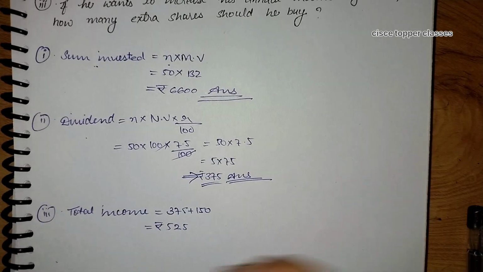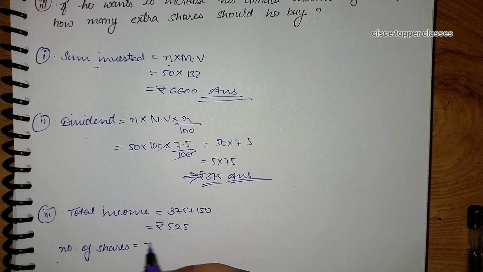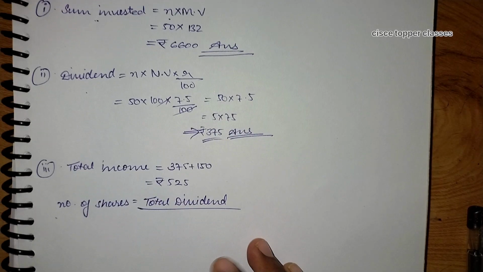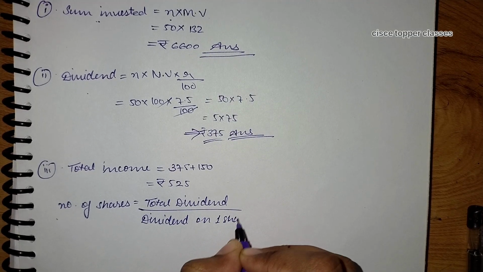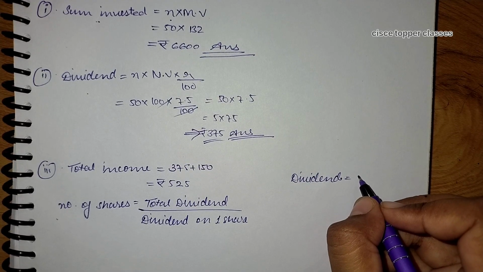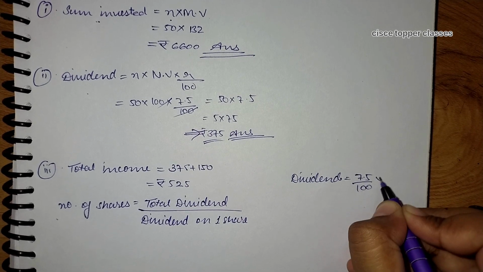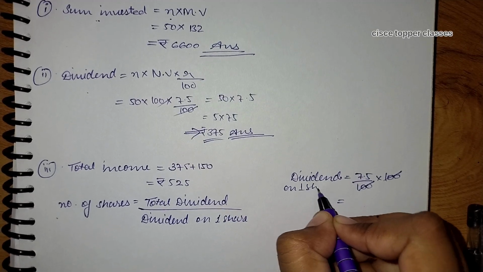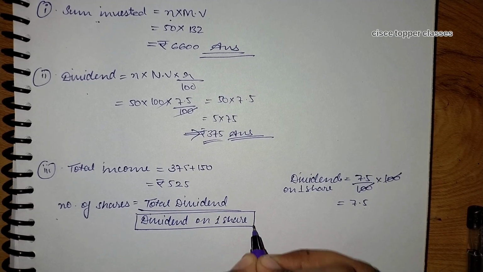Now if we want to find the number of shares of this income, this will be total dividend here divided by dividend on one share. We know dividend on one share is the percent of value, 7.5 on the nominal value. So this will be 100, means this will be cancelled out. Dividend on one share we will get 7.5.